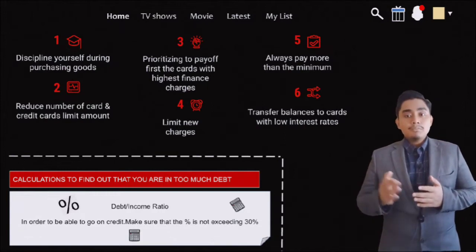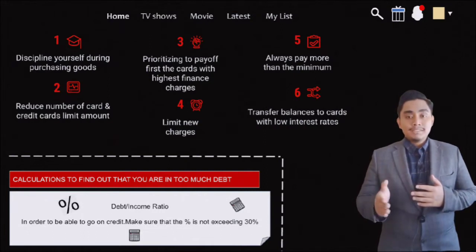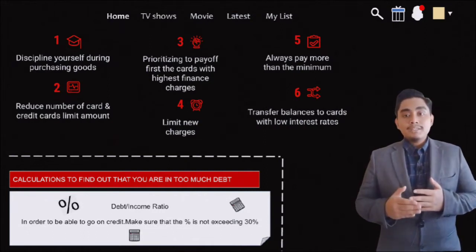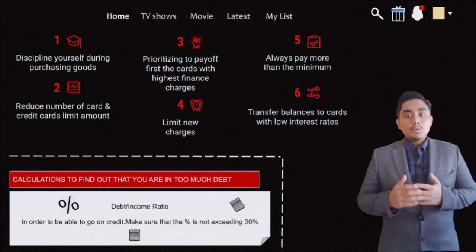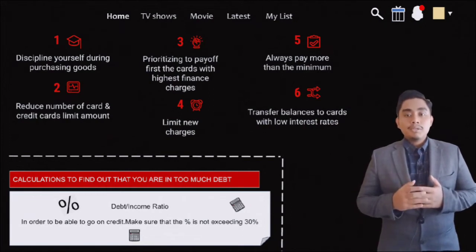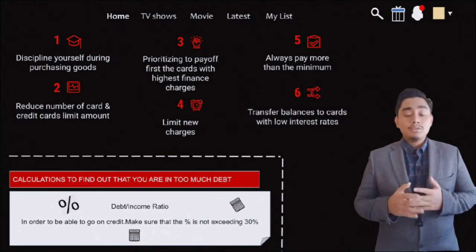So in order to be able to go on credit, make sure that the percentage that we calculate does not exceed 30%. If the amount that we calculate is below 30%, we are able to go on credit. But if the amount that we calculate is more than 30%, then we are not able to go on credit.